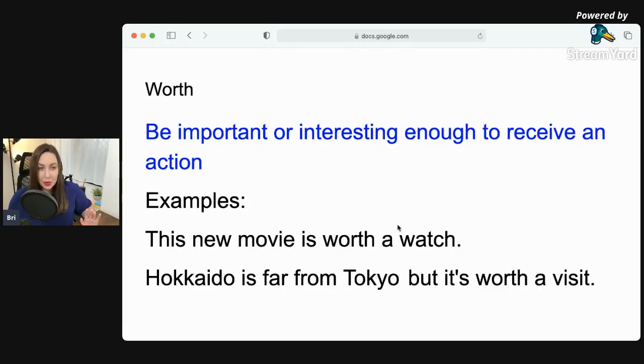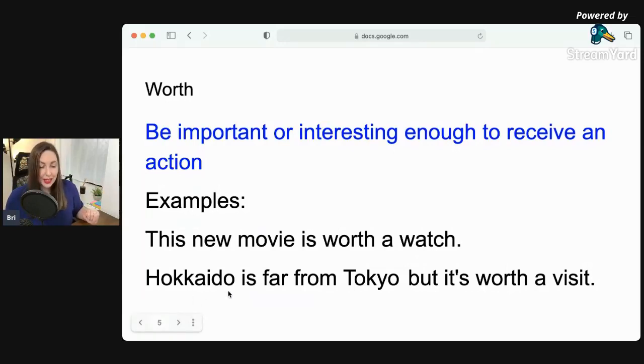Okay, so this watch, I said a watch. I'm using watch as a noun. So don't worry, to watch is also okay. But here we're using a noun. This new movie is worth a watch. So that means that it's interesting or important enough for you to watch it. It has nothing to do with money.